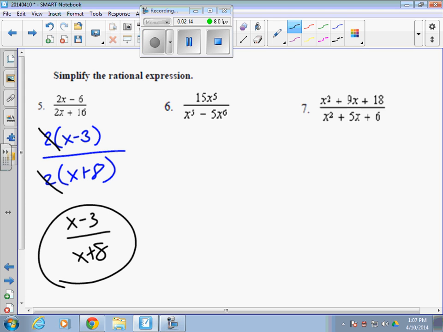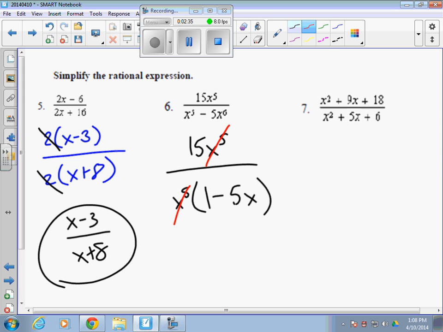15x to the 5th over x to the 5th minus 5x to the 6th. You can't do anything yet with 15x to the 5th, but you can take x to the 5th out at the bottom. That gives you 1 times negative 5x, because x to the 1 plus 5 would be x to the 6th. So you take out x to the 5th, divided by x to the 5th, and you're left with 15 over 1 minus 5x.